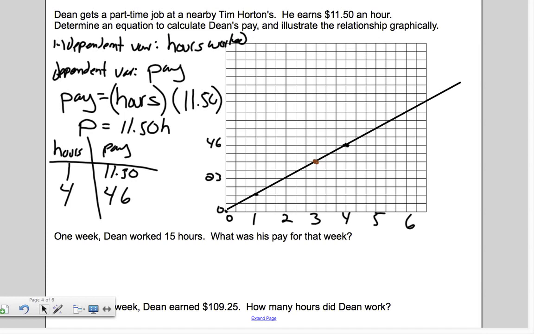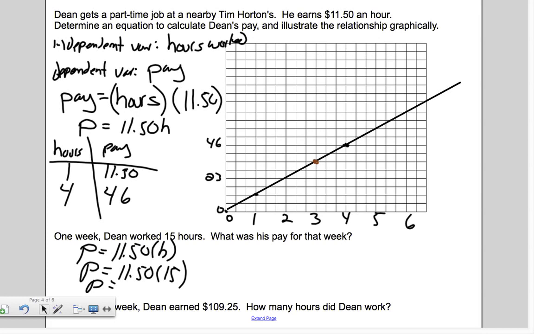There's two ways. There's the equation. So what's our equation? Pay is 11.50 times how many hours you work. So that'd be 15 now. We just plug in 15. P is equal to 11.50 times 15. So what's his pay? We take our calculator, 15 times 11.50.